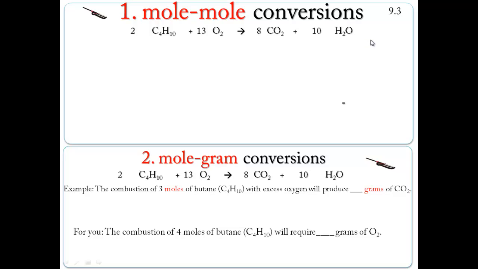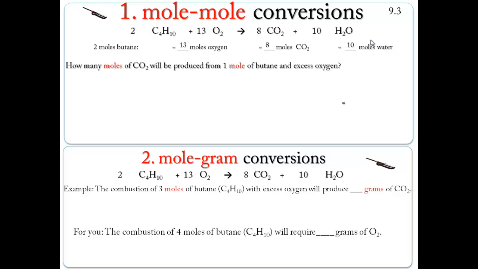Mathematically speaking, this means they're equivalent, so we can express either one as a conversion factor. Here's the question: how many moles of carbon dioxide will be produced from 1 mole of butane with plenty of oxygen? Plenty of oxygen means we can ignore it. We don't have to worry about it.